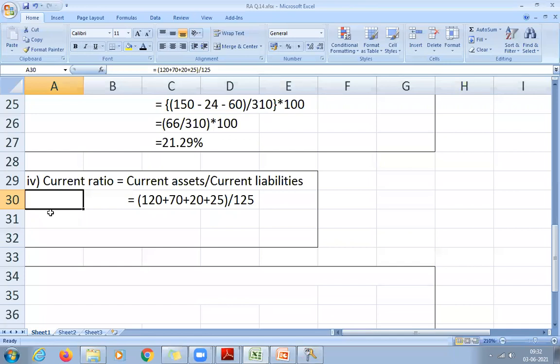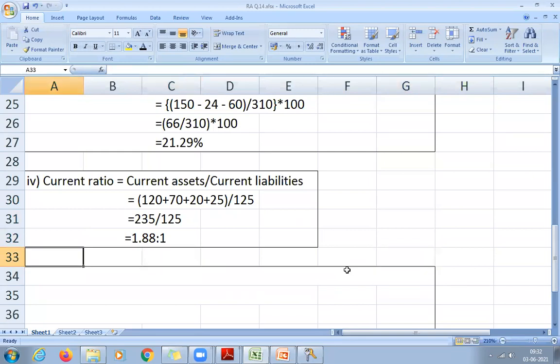When you add the numerator, how much are you getting? The current assets, how much? 235. 235 divided by 125. How much are you getting? 1.88. 1.88:1. So is this ratio satisfactory? No, sir. It is not satisfactory actually.